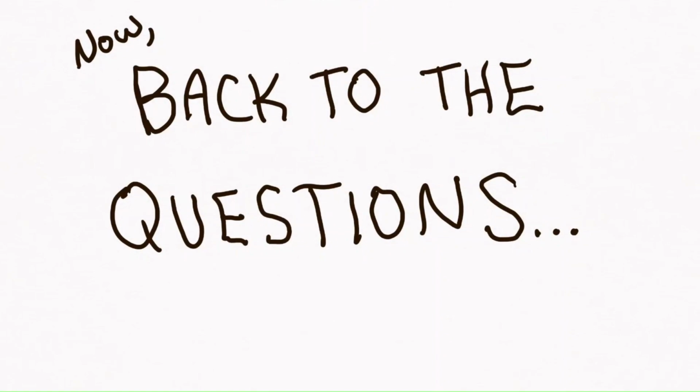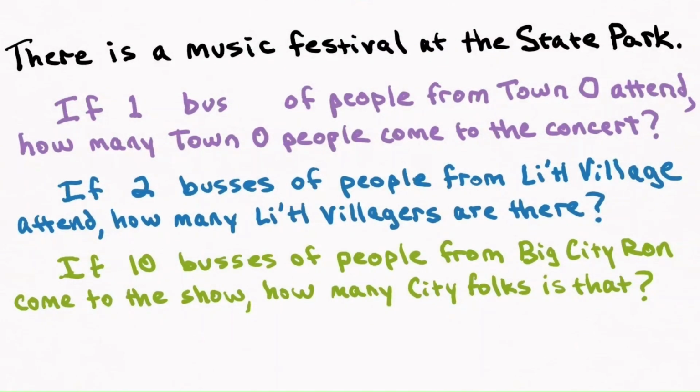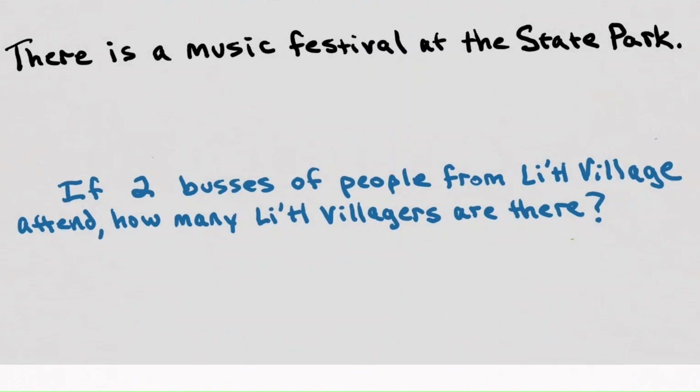Okay, and now back to the questions. So there's a music festival at the state park, as I said. If 1 bus of people from Town O attend, how many Town O people are at the concert? 2 buses from Little Village attend, 10 buses from the big city attend. So let's start with the middle one.